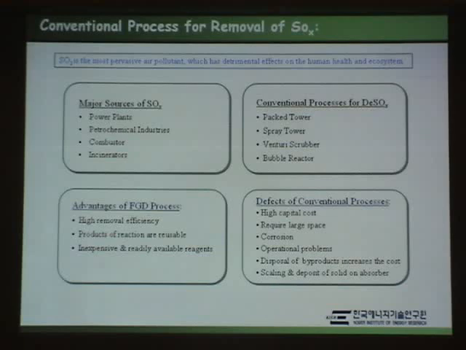Now, let us have a look at the conventional processes for flue gas desulfurization, FGD. FGD is presently the state-of-the-art technology for removal of SO2 from the flue gas and other gas streams, and it has achieved about 95% SO2 removal efficiency. And the beauty is, the products of this FGD process are reusable, and the reagents used in FGD are quite readily available, and they are cheaper too.